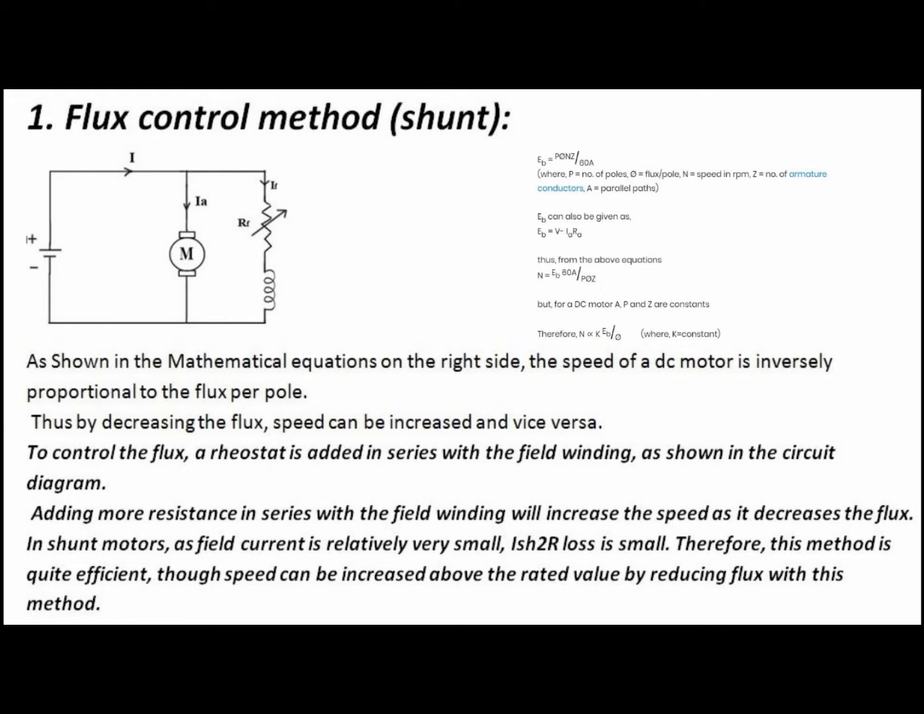In shunt motors, as the field current is relatively very small, the I shunt squared R loss is small, therefore this method is quite efficient. So, speed can be increased above the rated value by reducing flux with this method.